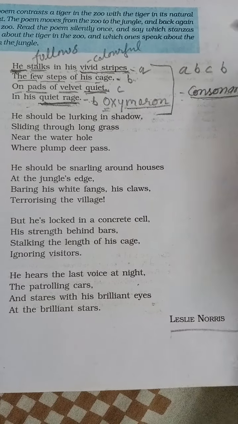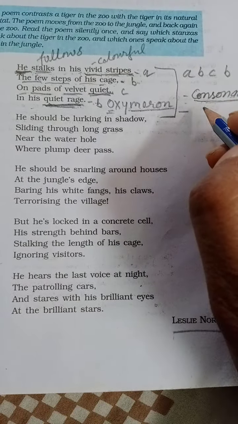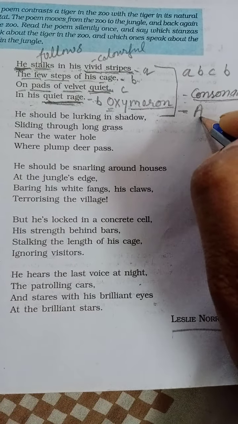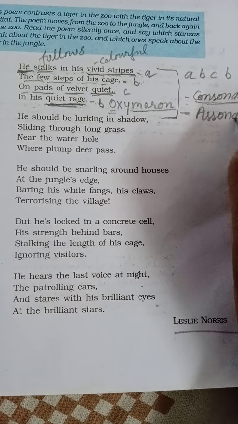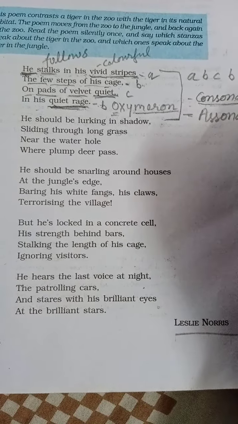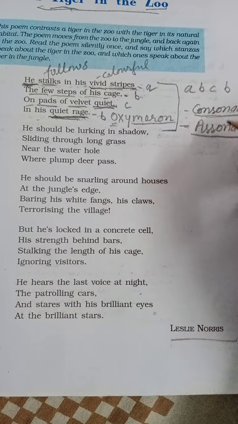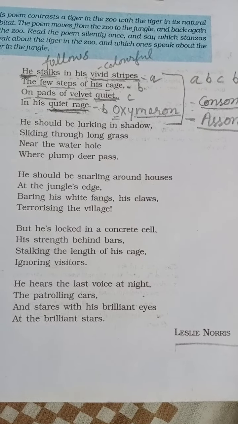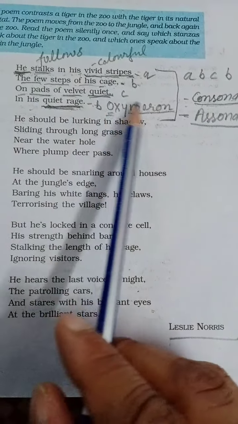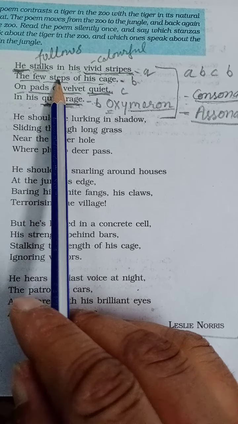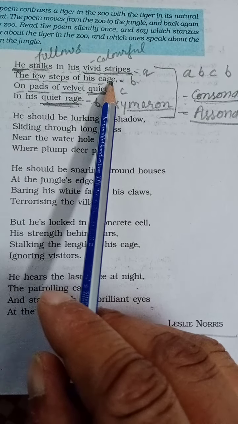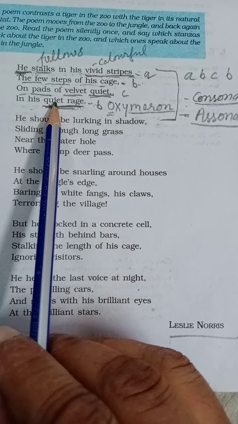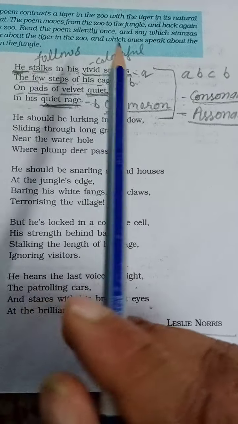And there is one more example, that is assonance. Assonance means, like consonance, where we have a vowel sound prominent in any line. For example, in the second line there is the e sound, and here it is e, an example of assonance. In the last line also, the I sound is an example of assonance.